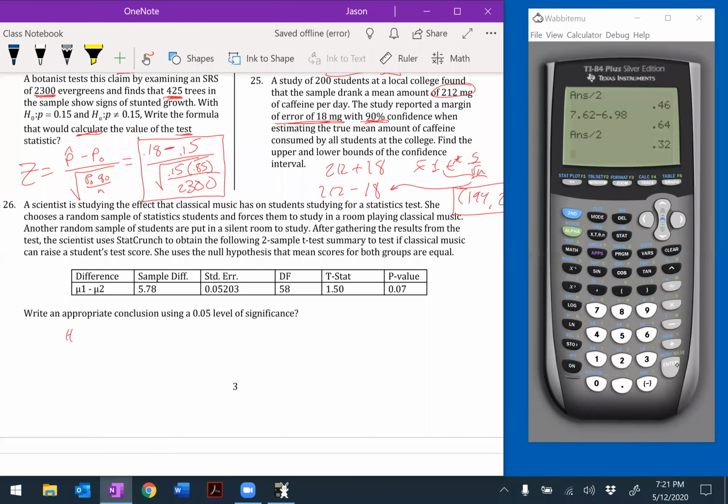Well, what would be the hypotheses in this case? Well, it would be mu1 minus mu2 is equal to 0, the difference is nothing. What would be the alternative? The alternative is that there is a difference, that mu1 minus mu2 does not equal 0, that there is some sort of significant difference. The p-value is 0.07. So if the p-value is 0.07 and that's greater than 0.05, then what do we do?